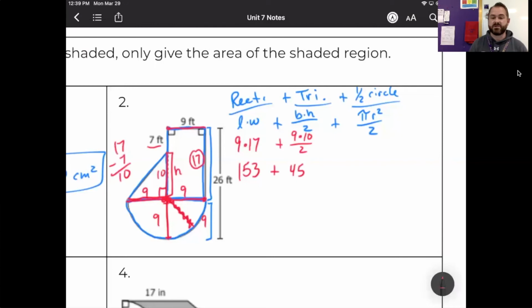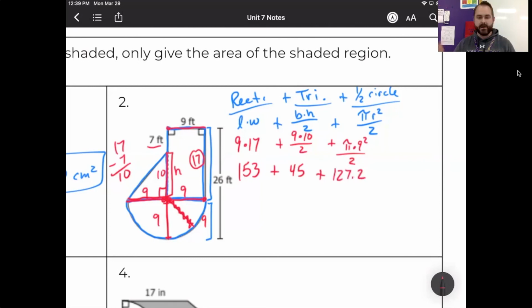Now we can find the area of a half circle. And I've already done a lot of that work in finding what the radius should be. We talked about that. The radius is 9. So that's going to be pi times 9 squared divided by 2. And I'm going to use my calculator for that. 9 squared is 81 times pi, and then divided by 2 gives me an area of 127.2 for the half circle.